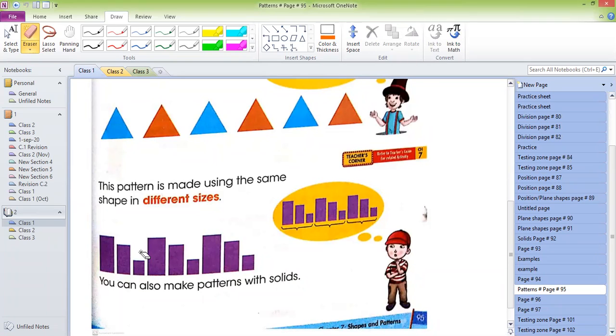The first size is big, the second size is smaller, and the third size is the smallest. After three sizes, the pattern is repeated. Big, smaller, smallest, big, smaller, smallest, and that will be continued. If I ask you after this smallest, what size will come? You will say, sir, big. Why big? Because in the pattern after smallest, big size is there. After big, if I ask you which size will come, you will say, sir, smaller. Why? Because in the pattern after big, there is a smaller.